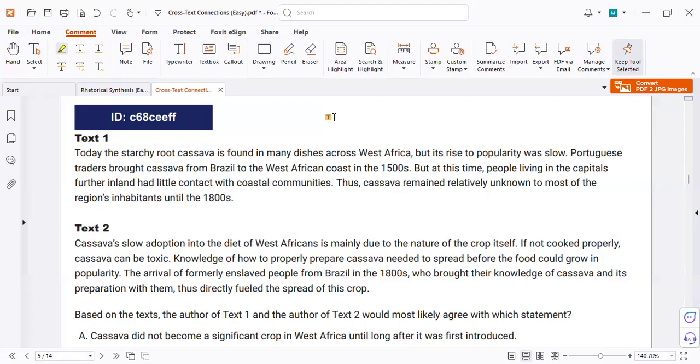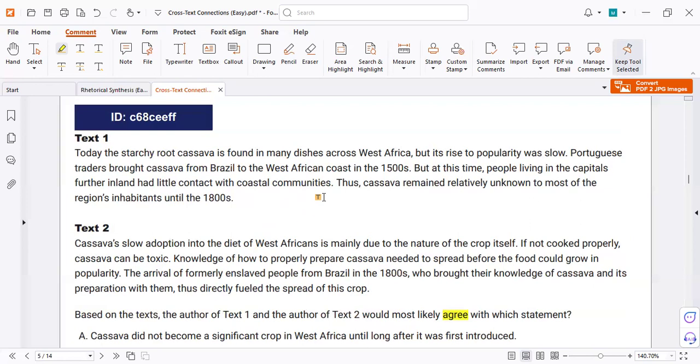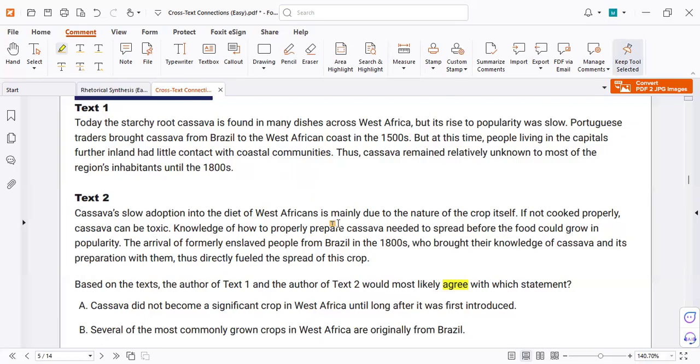I'm a bit confused in this one. Let's read the question carefully and revise it together. It says author 1 and 2 agree about what? We need a point mentioned in both 1 and 2. If you find a point mentioned in 1 only, delete it. In 2 only, delete it. Not in both of them, delete it. That is the point. Now let's read to understand and then prove it.